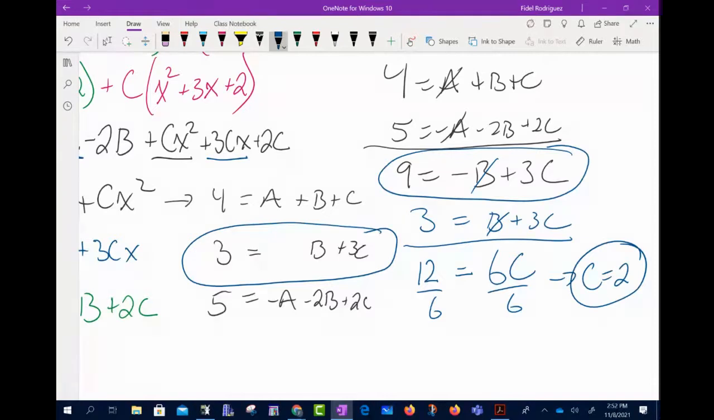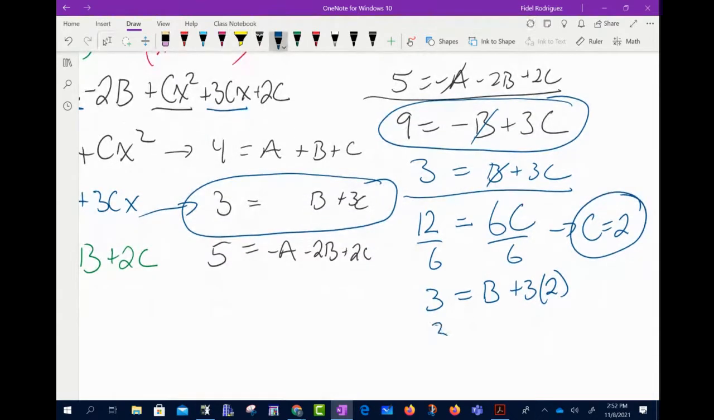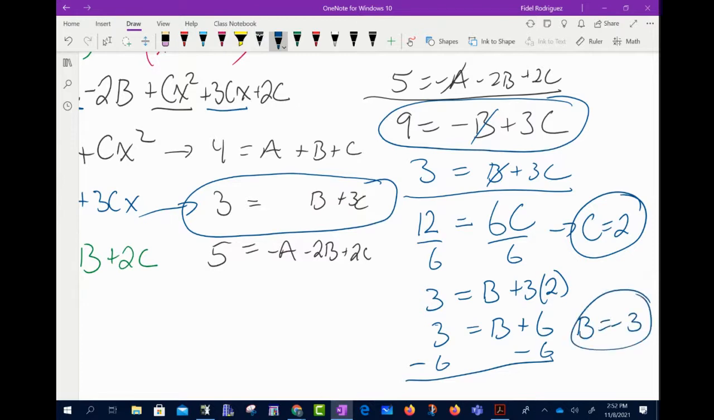Okay. Now that we know that C equals 2, could we find the value of B? Could we use, say, this equation right here? So we might say, look, 3 equals B plus 3 times 2. So that's going to give me 3 equals B plus 6. So if I minus 6 on both sides, would you all agree that B would be equal to negative 3?